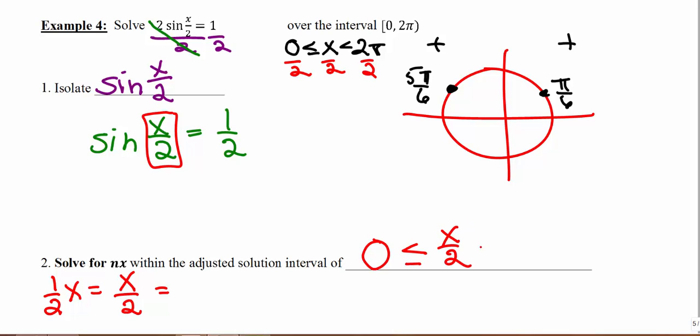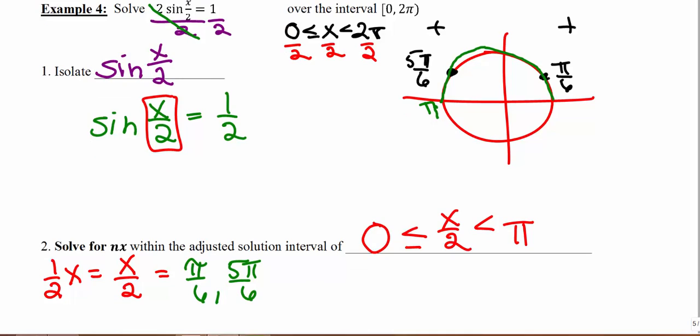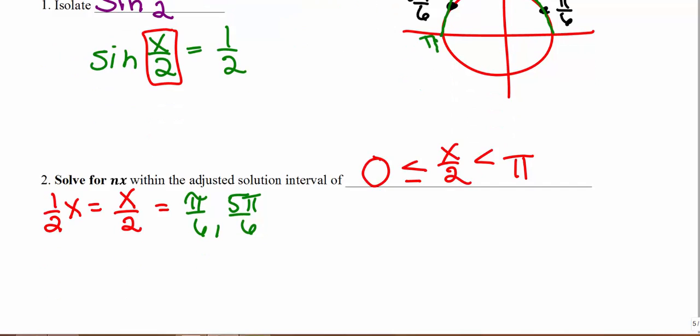0 and pi. So this is basically half rotation of the top half of our circle. So I only want solutions from the top half from 0 to pi. And that's what we have. We actually have two solutions where sine is a positive 1/2 at pi over 6 and 5 pi over 6. So we adjusted our solution interval, divided everything through by 2. So we're only looking for angles at the beginning here between 0 and pi. And we have our two angles from the top half of our circle.